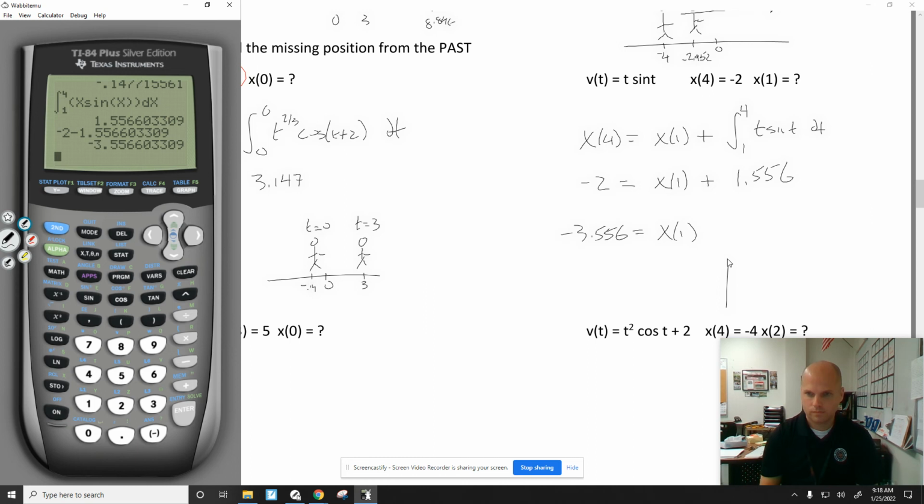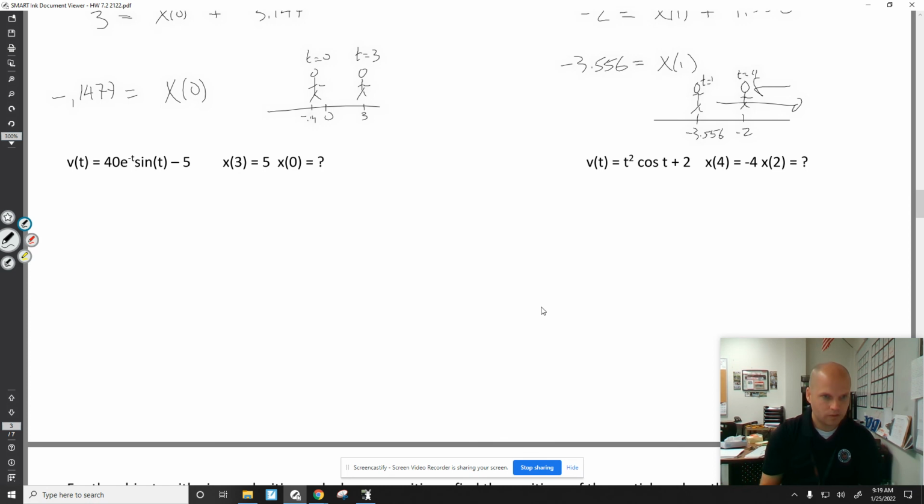Okay, so dude, -3.556 is where he started at t equals 1. He ended up at a position of -2 at t equals 4. How he got there, we can look at the graph to see if he went right and then back left, or left and back right, something like that. Look at the velocities, see when it's positive, negative to see things. All right, let's just do the last 3 kind of quickly so we can move on.